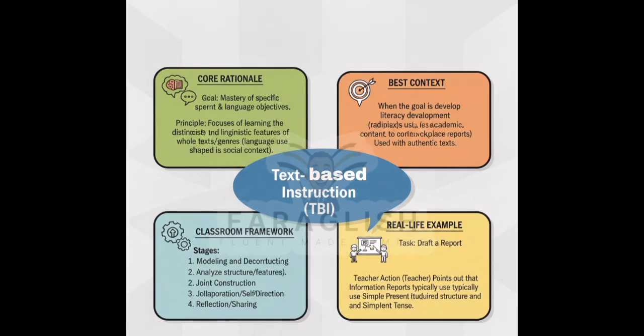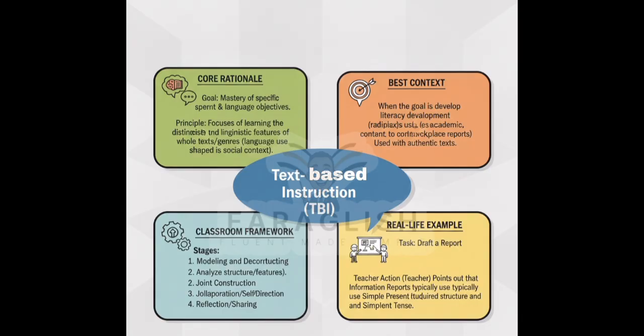8. Text-based instruction, TBI. Approach/method name: text-based instruction, TBI. Rationale: communicative competence involves explicitly learning the distinctive organization and linguistic features of whole texts or genres. Language use is shaped by social context and manifests as different genres and text types, for example, reports and narratives. When it's used: when the goal is to develop mastery of specific genres relevant to a context, for example, academic study or workplace communication. Used when employing an explicit approach to teaching discourse and grammatical rules as they function within texts.